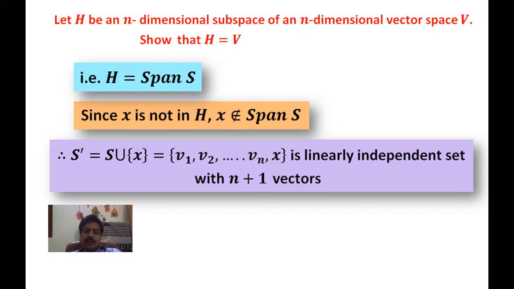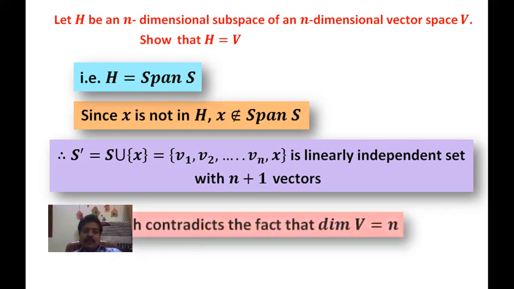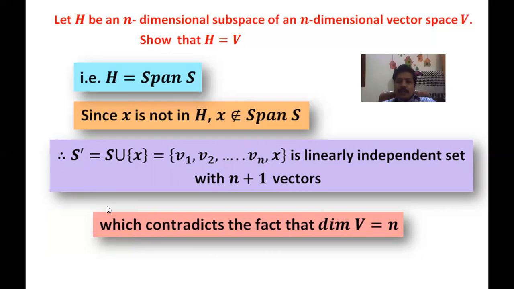But this is a contradiction to the fact that the dimension of V is equal to n. Since if the dimension of V is equal to n, then there should not be any linearly independent set with more than n vectors. But here these are all vectors of V and linearly independent, and they are more than n vectors. This is a contradiction to the concept of dimension. So this is not possible. So H must be equal to V. So H is the entire vector space.